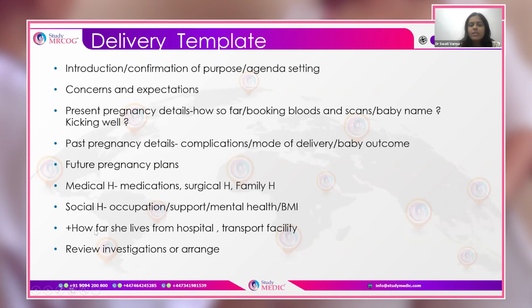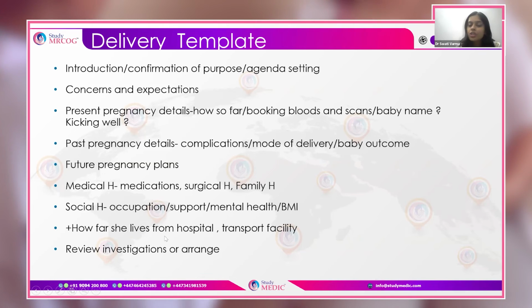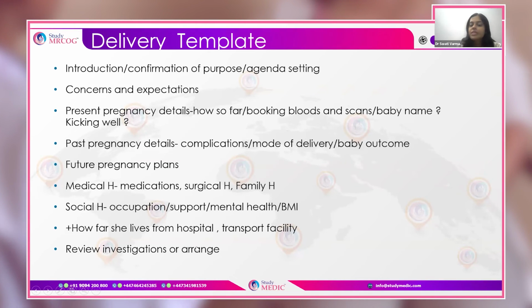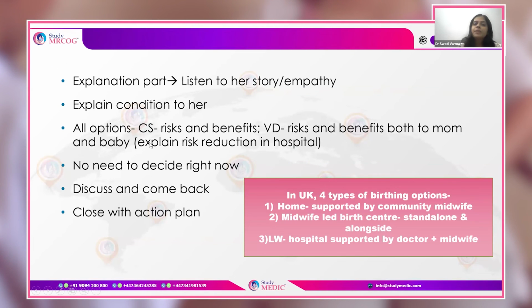Then go on to ask about medical history, surgical history, family history, allergies, BMI, occupation, support, mental health, then how far she lives from the hospital. This may be a relevant question in this scenario. Review investigations or arrange more investigations if required. Then come to the explanation part.